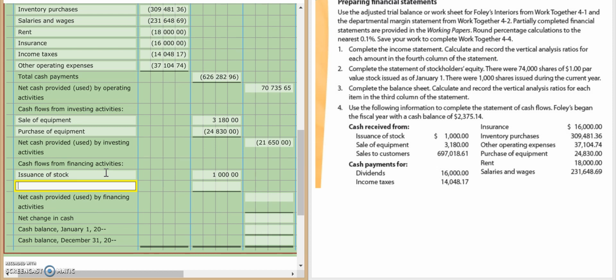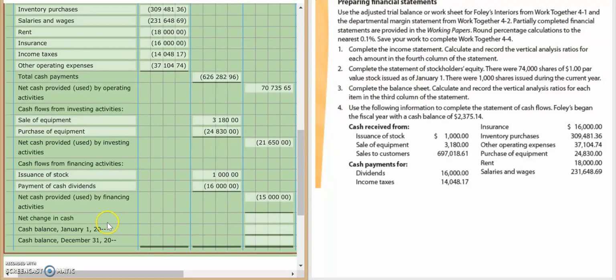And then our outgoing cash would obviously be the payment of cash dividends. And that dividend amount was 16,000. So again, we put negative 16,000. And so our net cash provided or used for financing activities is the difference between these two. Again, it will be a negative number. So we put negative 15,000 is the difference.